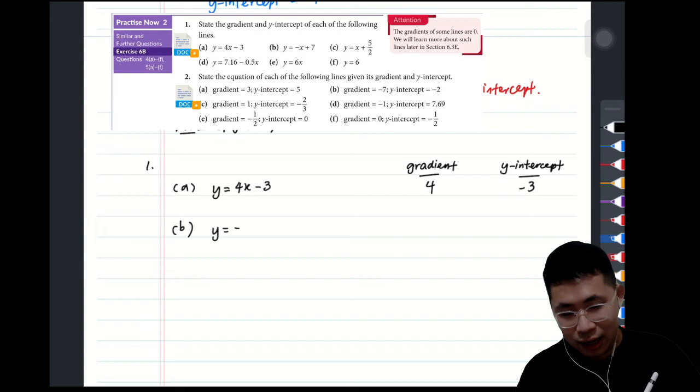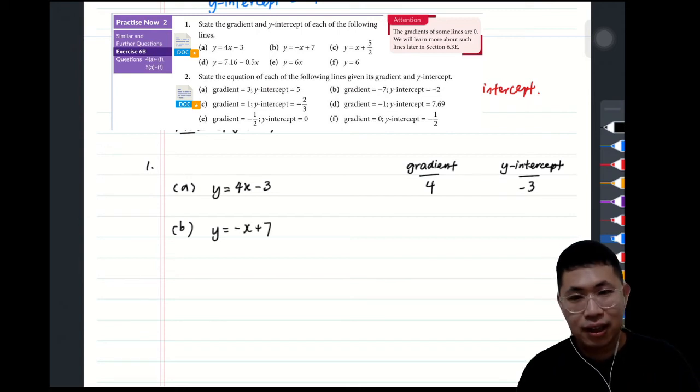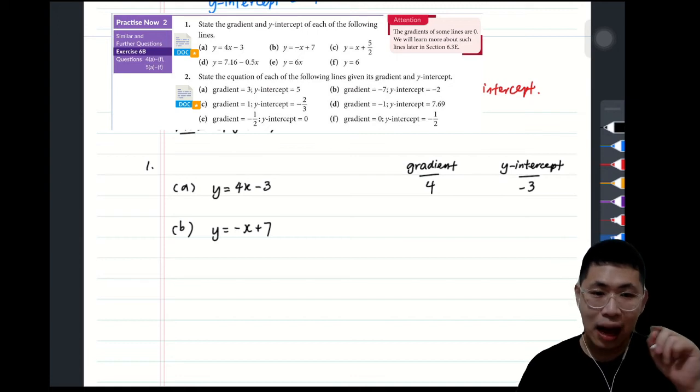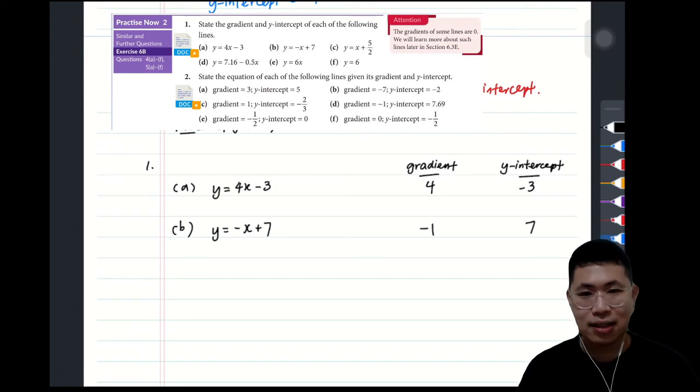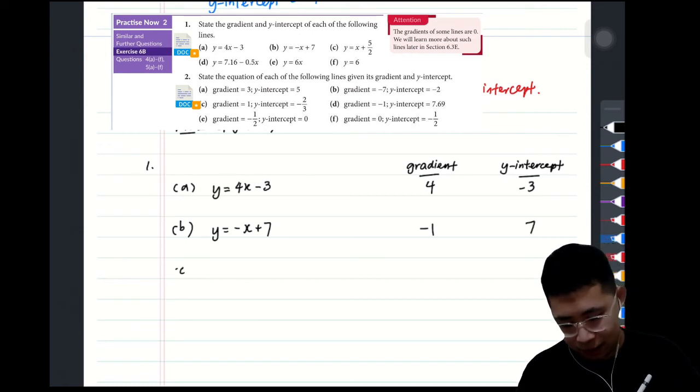y equals negative x plus 7. Right, the gradient is negative x, so m is negative 1. Okay, so take note of the negative 1. The y-intercept is 7.